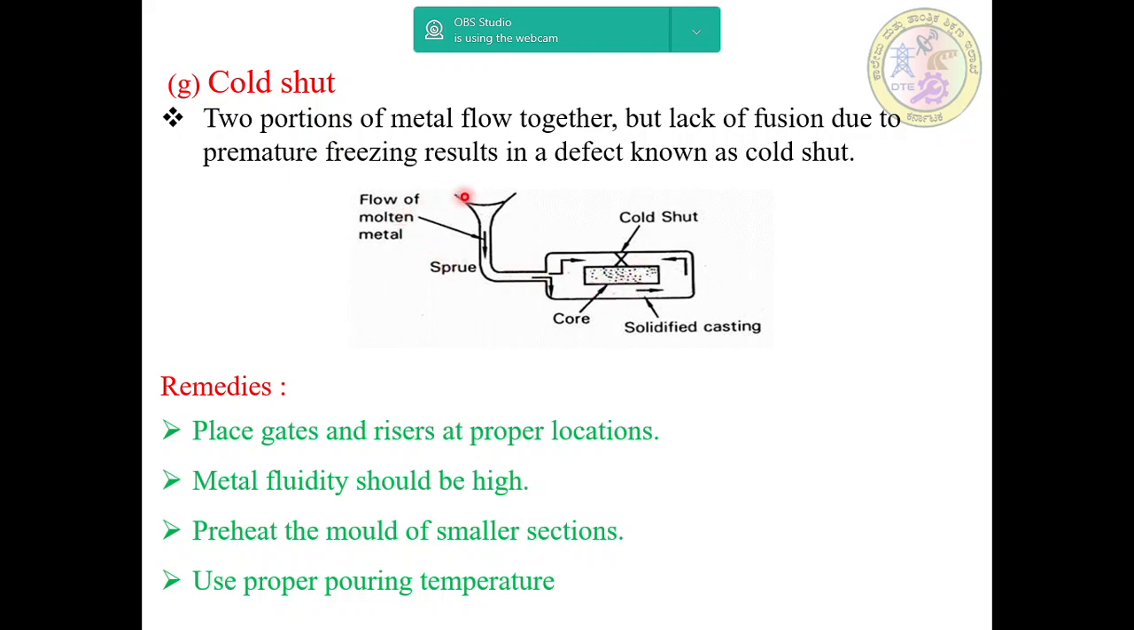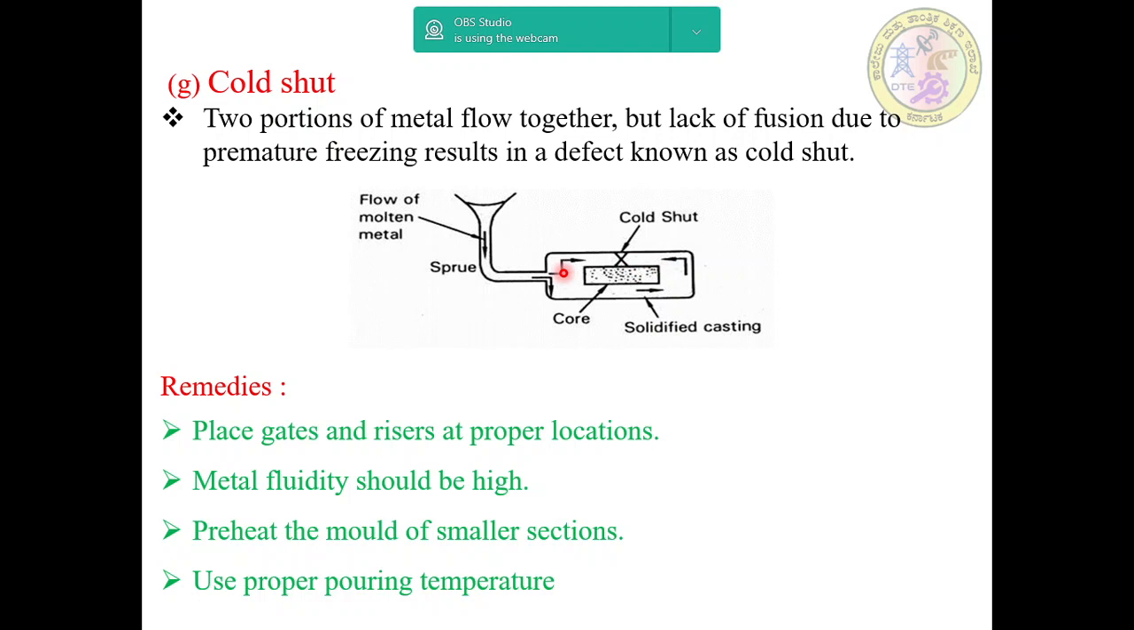That means this is the pouring basin. Here molten metal will pour. After pouring, the molten metal will enter the sprue and then the runner and then the mold cavity. After entering the mold cavity, the molten metal will enter this side and fill this side and come around to the other side. That is, two portions of molten metal enter, one from one side and one from the other side.